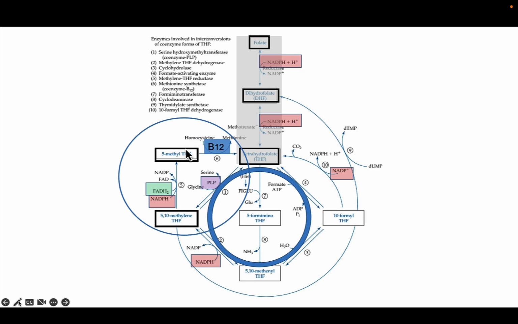The reason that we don't want homocysteine to build up is because in high amounts it can actually lead to plaque formation in the vasculature and is associated with cardiovascular disease. And so methionine is a safer amino acid to have floating around. So this step is really important for heart health specifically.